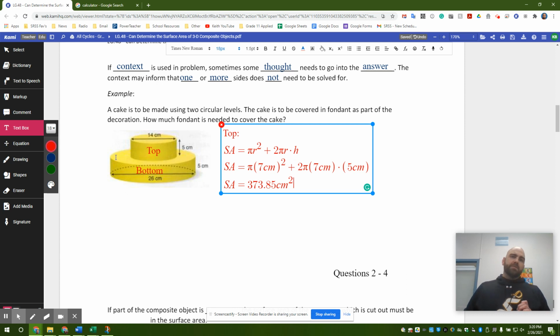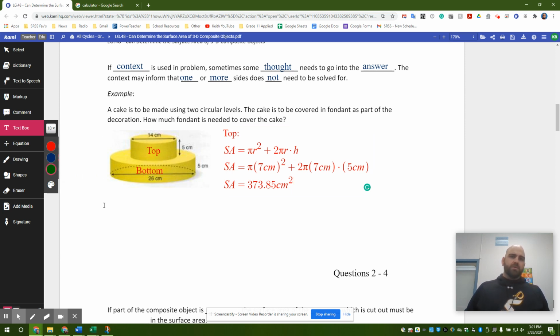Now, the bottom piece, you notice we have this big circle, which has a diameter of 26 centimeters, but we're going to cut out a small circle. So we actually have to cut out this small circle. To find the bottom, we're going to take our big circle, and I'm just going to put in pi times the radius, which is 13 centimeters squared.